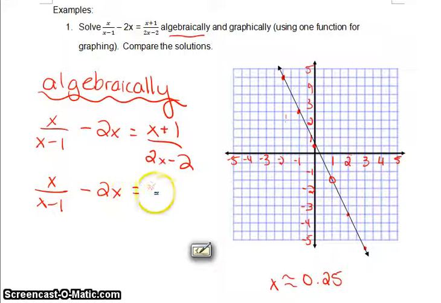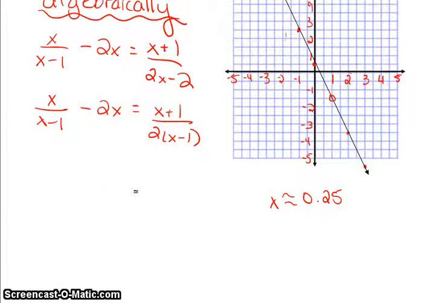Subtract 2x is equal to x plus 1 over, here we can take out that common factor of 2, times x minus 1. From here, we should be able to see that our LCD is equal to 2 times x minus 1. Here we only have two denominators. Our first one, x minus 1, is in common with our third term, and the only difference is that this one has a multiple of 2, this one doesn't.